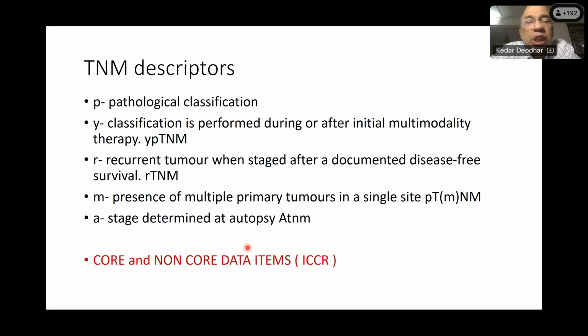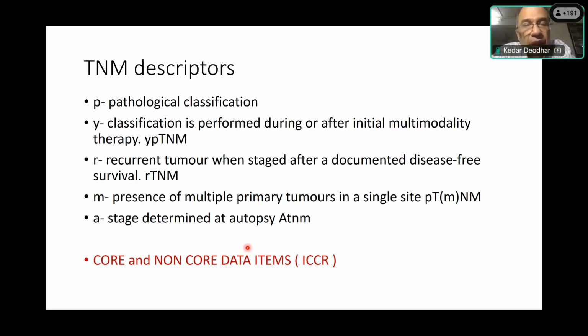So some of the descriptors: P stage, we call it pathological. When we give TNM stage, we call it pTNM. We call it y when preoperative chemoradiation has been given, so we call it ypT3N0, or something like that. r is a recurrent disease. m is the presence of multiple primaries, and a is determined at autopsy. To be honest, we do very few autopsies nowadays, very uncommon now. So a TNM descriptor at autopsy is rather not common.